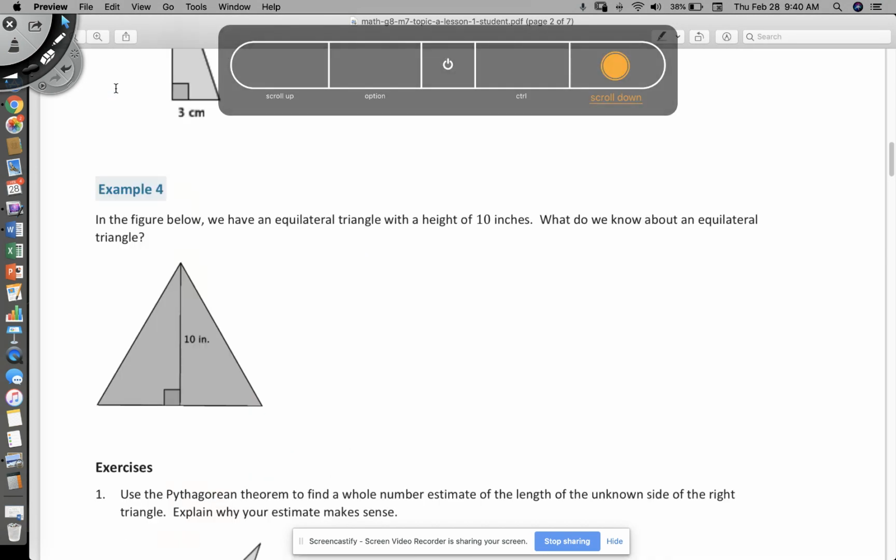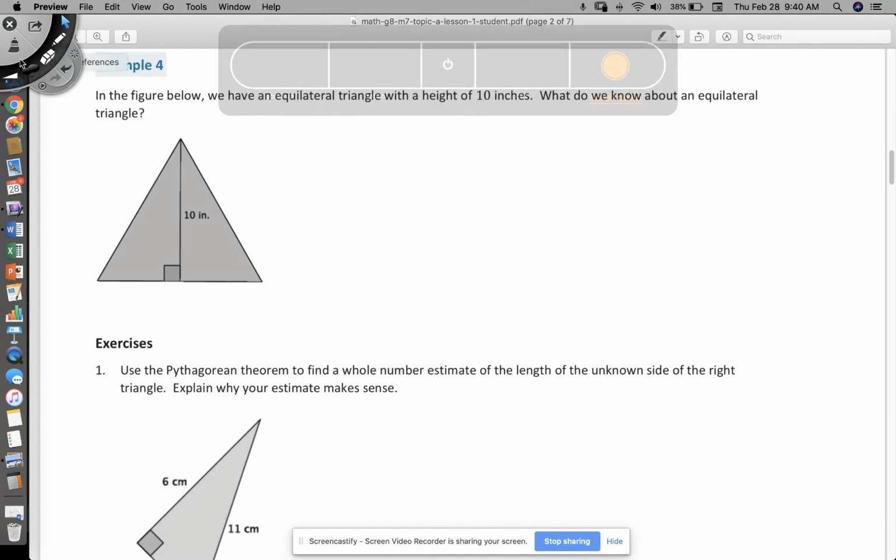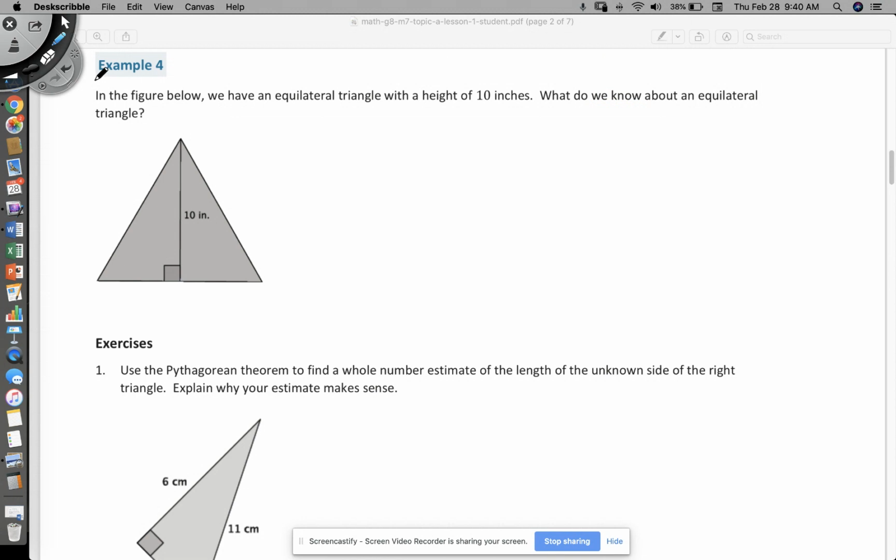Example 4. Now, example 4 is a large triangle, but the right triangle is right down the middle of it. So we actually only need half of this. So I'm going to redraw it. Since the right square is on this side, I'm just going to redraw it in that direction. But in all honesty, it doesn't matter.